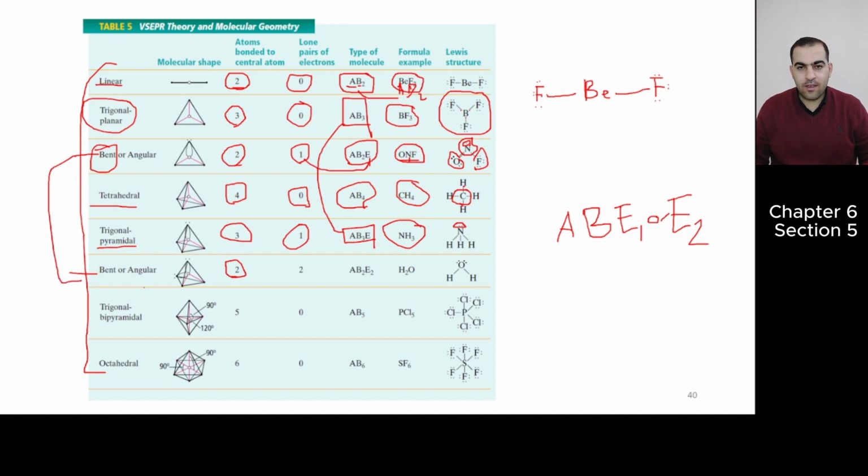Because it has 1 lone pair or 2 lone pairs, look, both are bent, angular. But here there are 2 lone pairs, like H2O. There are how many dots? 4 dots mean 2 lone pairs. Trigonal bipyramidal: 5 atoms are bonded to the central atom. And this is AB5, the type, phosphorus pentachloride.